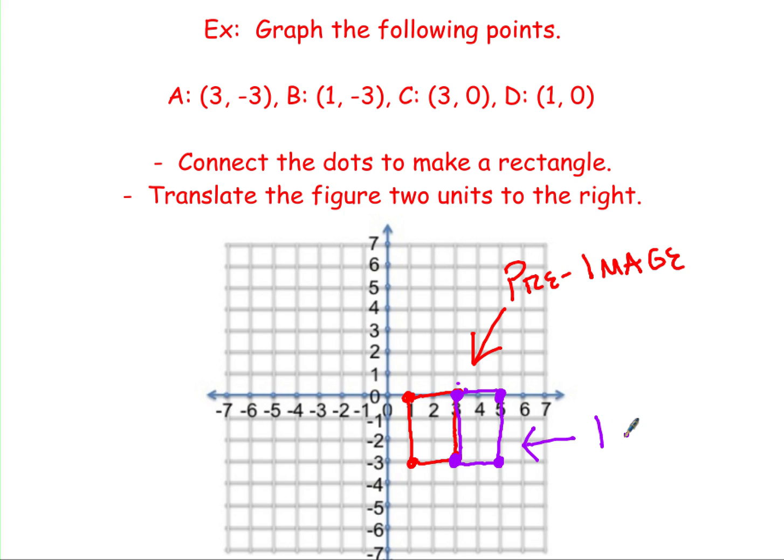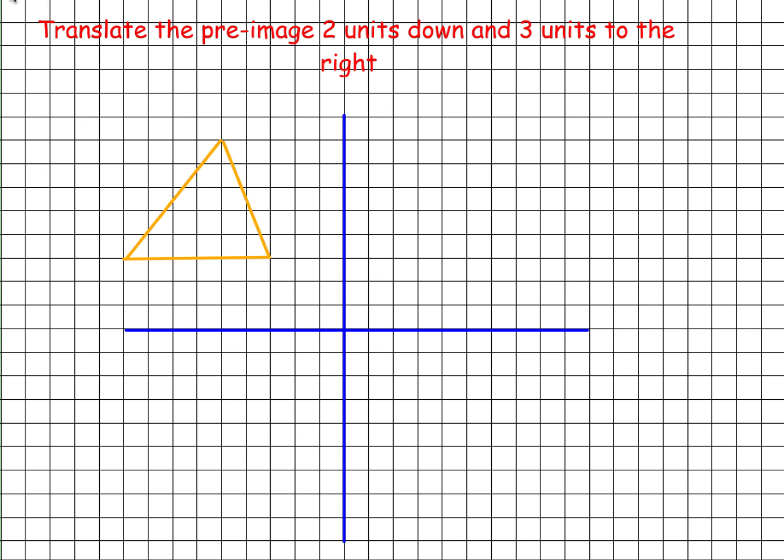And here would be my image, okay? So I'm taking the rectangle and just sliding it over to the right. Okay, so I have my pre-image and then now I have my image. Okay, now sometimes with translations, you might be asked to slide the figure more than one translation. You might be asked to slide it up and down or left and right.